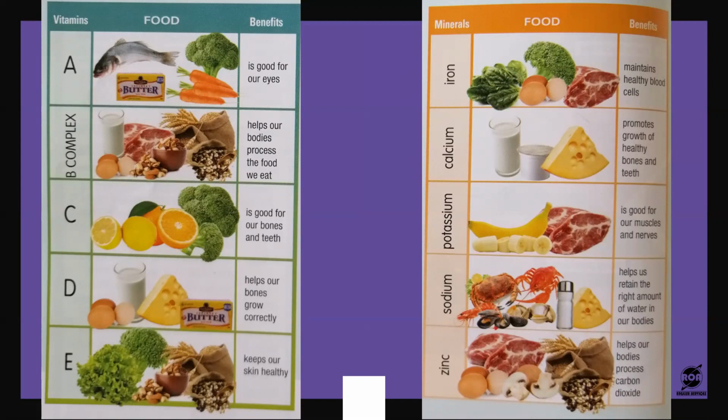Last but not least, we have zinc, which comes in meat, eggs, mushrooms, grains, and seeds, and cereal too, and it helps our bodies process carbon dioxide. These are just examples. You have more, of course, benefits of this food and also other food that is included in these vitamin and mineral examples, okay?